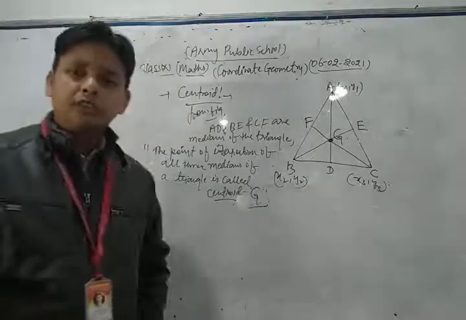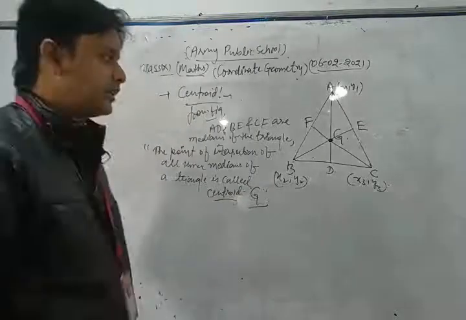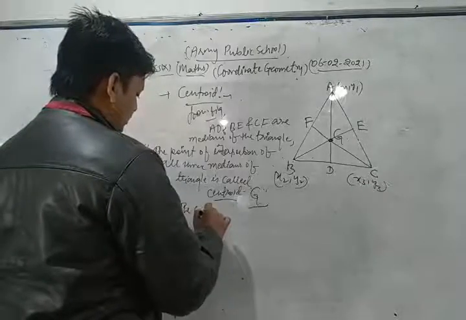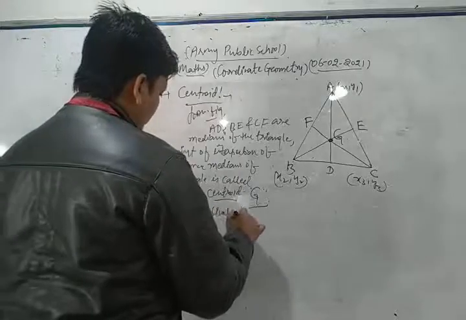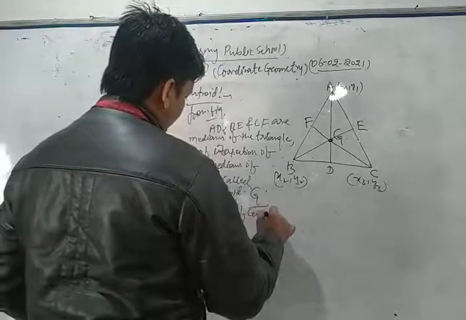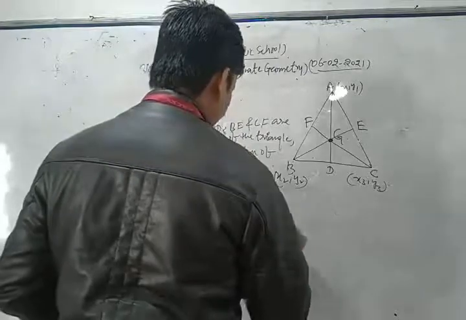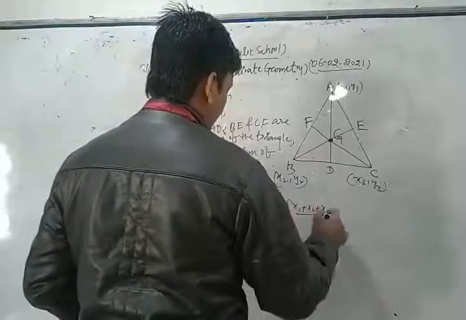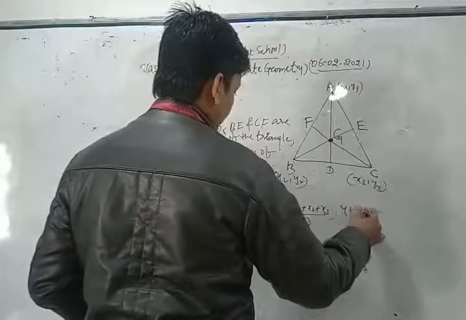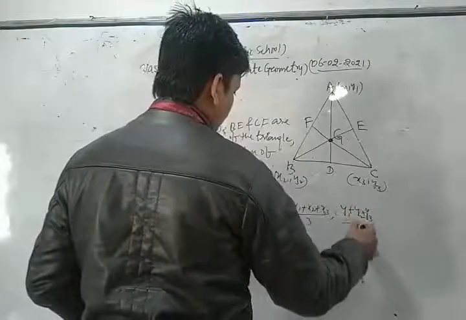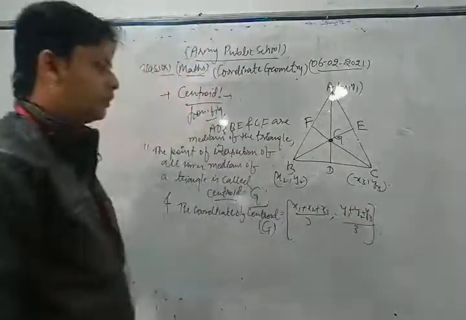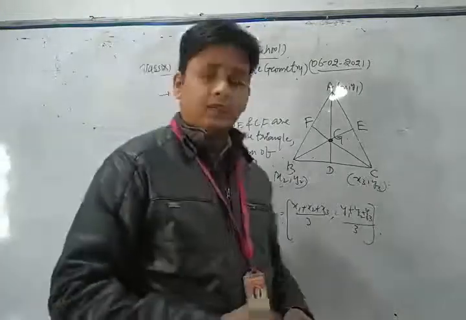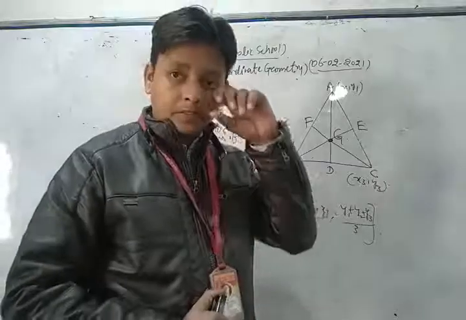So the point of intersection of all medians of a triangle is called its centroid, and the coordinates of the centroid G are x1 plus x2 plus x3 upon 3, comma y1 plus y2 plus y3 upon 3. This is the formula for centroid. Now, dear students, we take and solve some important questions based on centroid.